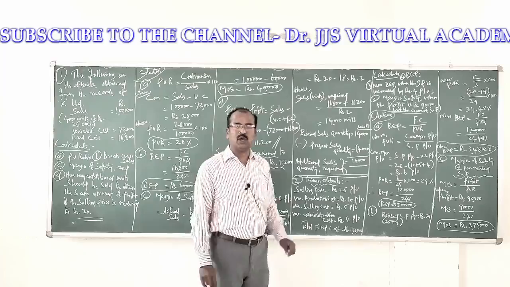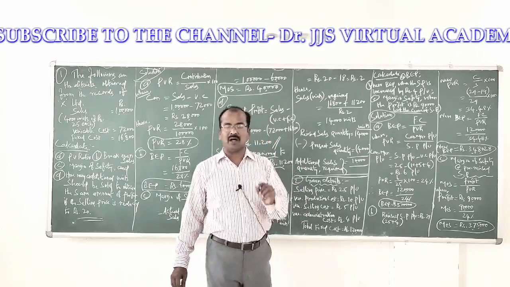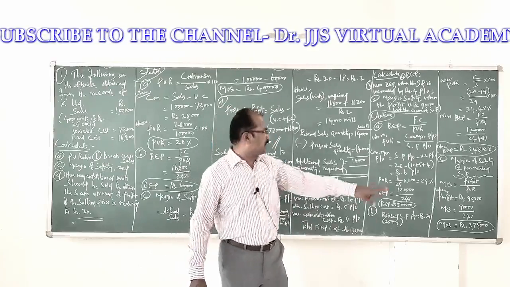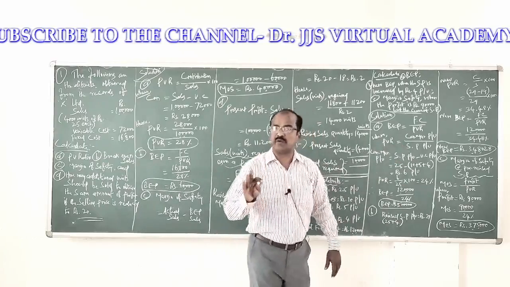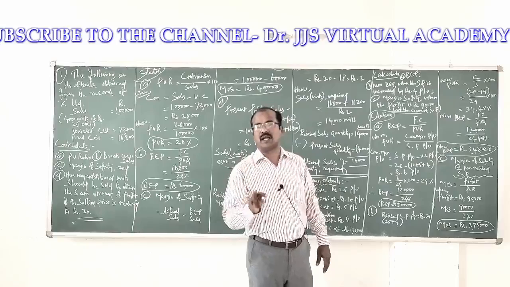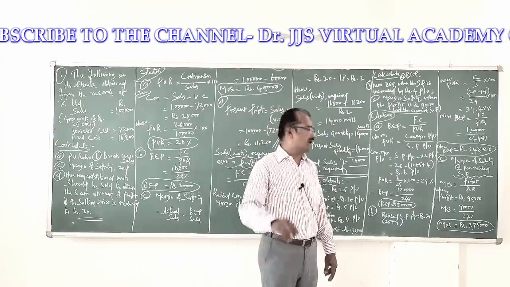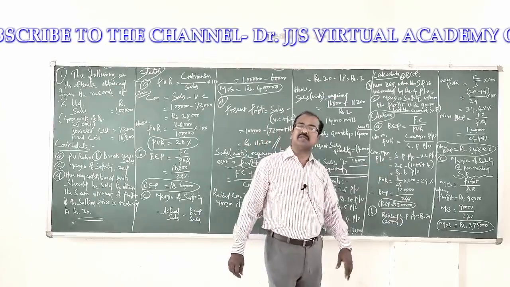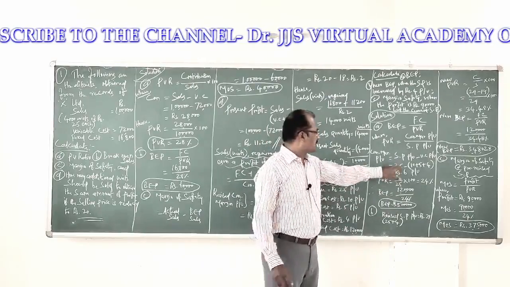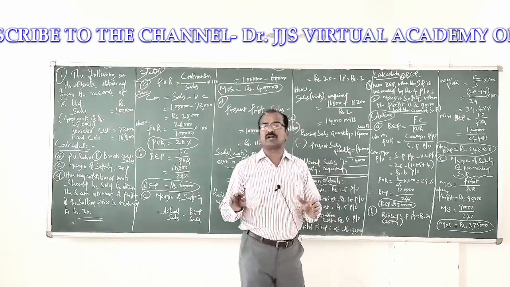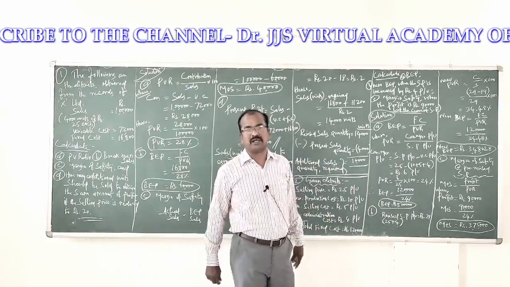Therefore, I am going to make use of the formula of contribution margin per unit divided by selling price per unit into 100. That is what I am going to use to calculate PVR. Now, contribution margin per unit should be calculated first. Selling price per unit minus variable cost per unit will give us the contribution margin per unit.